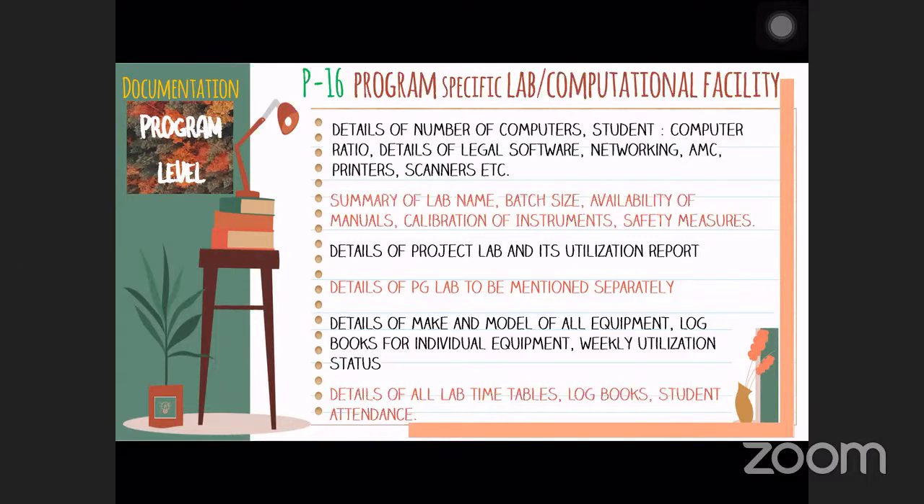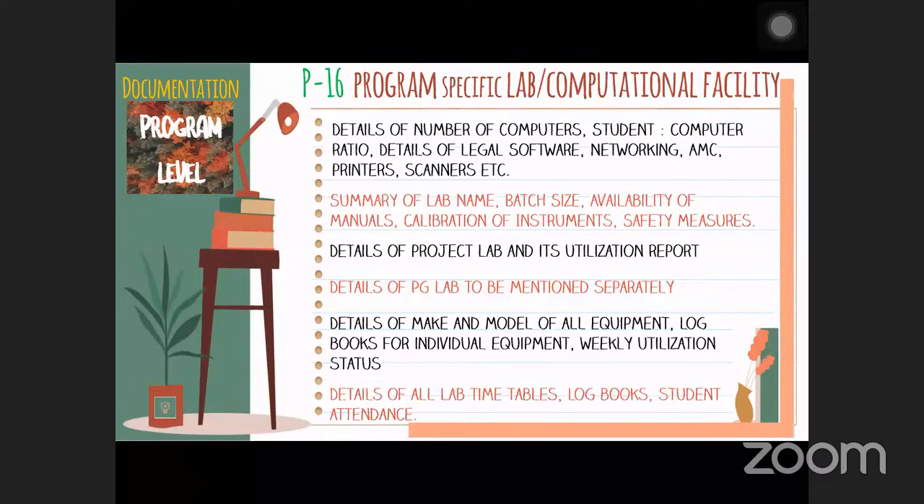Then the program specific laboratories. The summary of all the laboratory names, the batch sizes that we generally prefer for the students to work in this particular lab. Then availability of manuals for those laboratories. Every laboratory should have its lab manual, and it can be kept in this particular file as evidence. Then there are a number of instruments available in the laboratory. Whether we calibrate those instruments for their accuracy, for their reliability, that is also important. And every time we calibrate, we have to have the certifications for the calibration. That can be kept as evidence in this file.